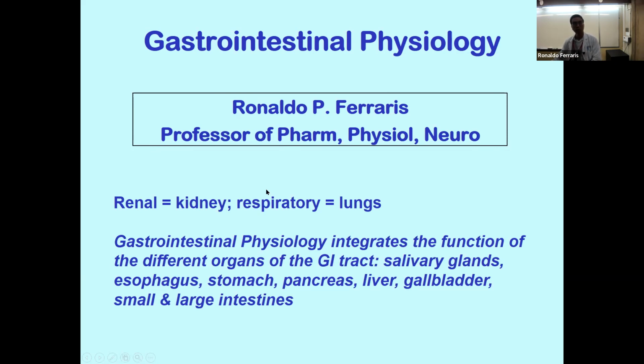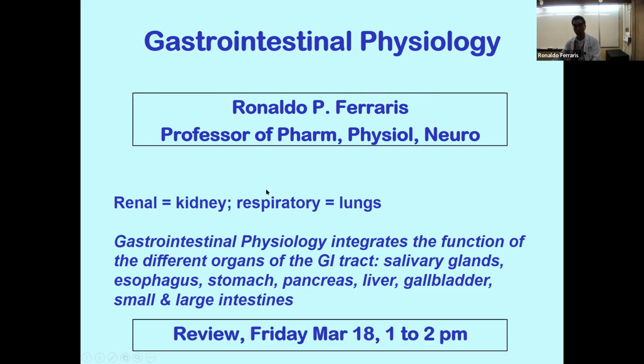The major problem with GI physiology, and it's not really a problem per se, it's a learning process, is that we integrate the functions of numerous organ systems in the GI tract. We begin in the oral cavity, then the esophagus, stomach, pancreas, liver, and gallbladder, which I will show you in the next slide.